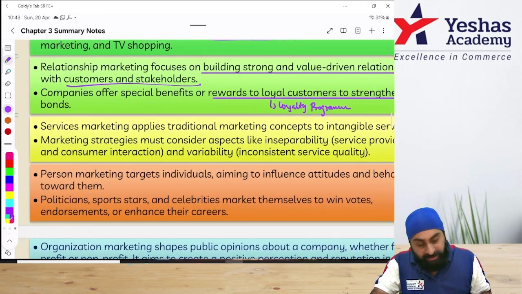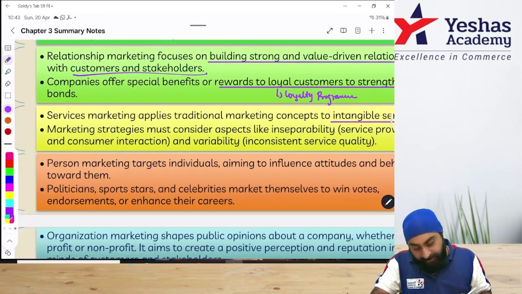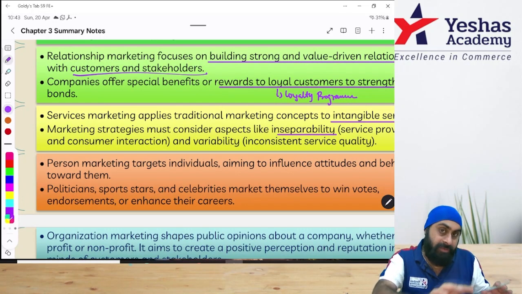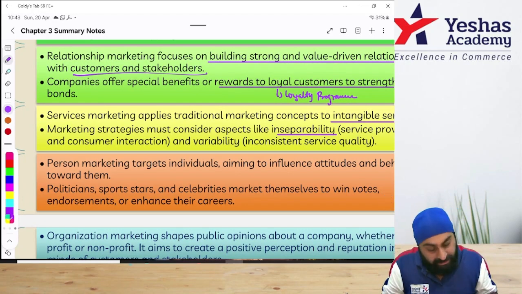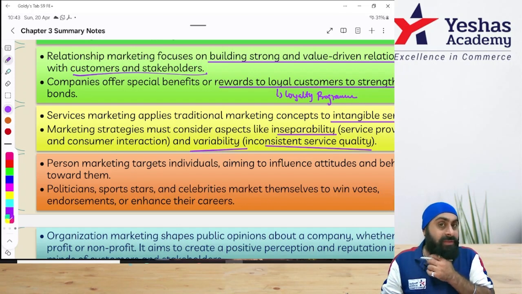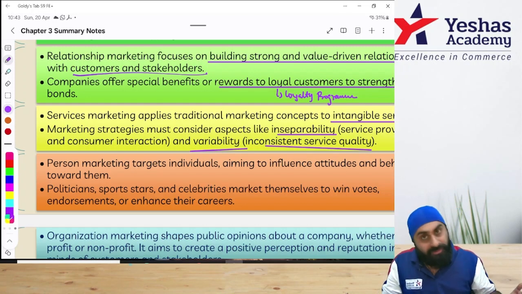Next is service marketing. Service marketing is for what? Intangible services. For example, they are inseparable. Yes, you cannot separate the service provider from the service. And variability: there is inconsistency in service quality. You may not find the same experience in a movie theater every time you go, because movies keep on changing. So the movie theater cannot provide you the same level of satisfaction every time.